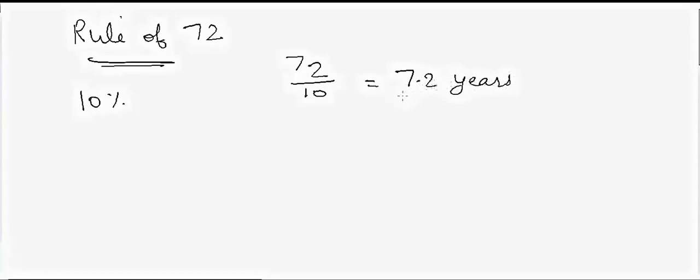This is just an approximation, because when you are talking to someone and you just want to get the approximate value, this is a very good way. Obviously for accurate numbers you need to do calculations, but if you just want to give an approximation, then this is a very quick way to do this.